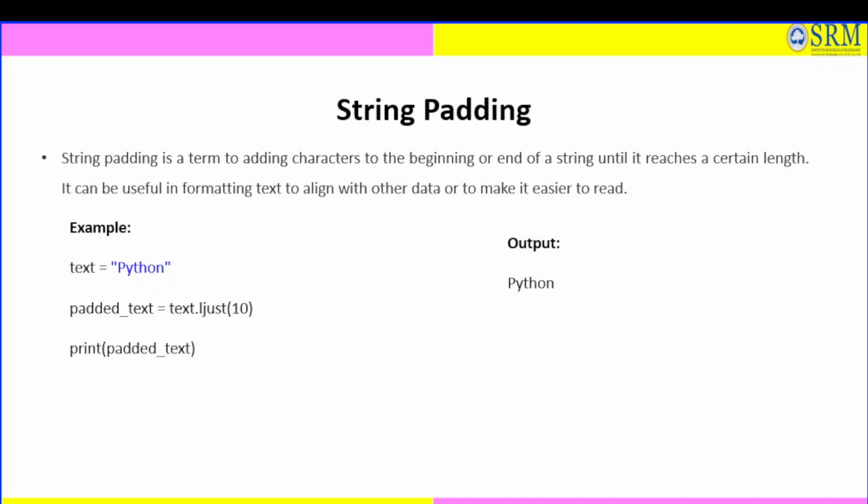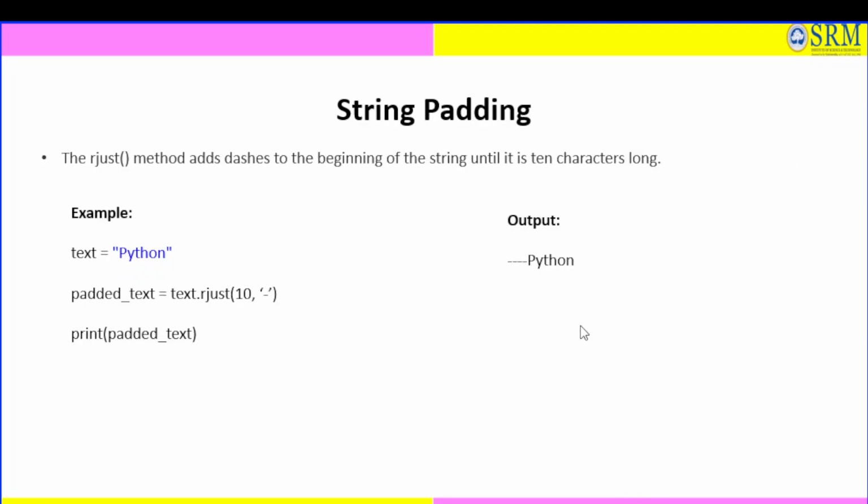For example, let's say we have a string called Python. Now we want to pad it, either left justified or right justified. In this case, with left justified padding we are going to have 10 characters. It is going to justify the string to the left with a total of 10 characters, and Python already has 6 characters. The remaining 4 characters are filled with white spaces. And when you print the padded text variable, you will get this kind of output.